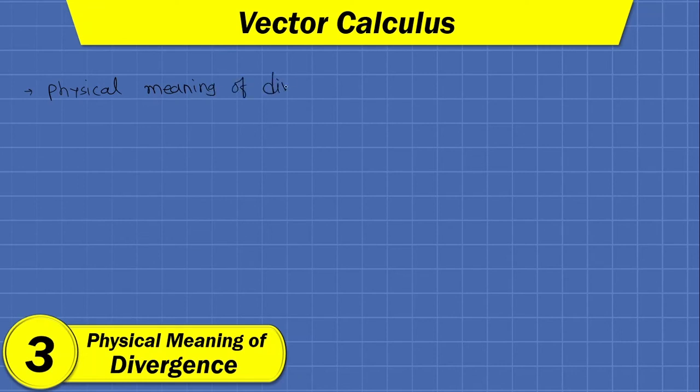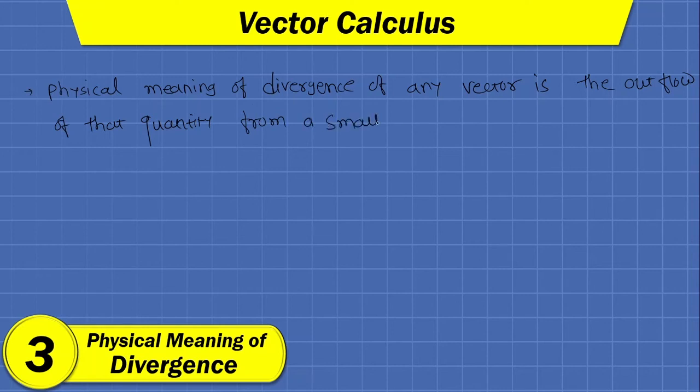So the physical meaning of divergence of any vector is the outflow of that quantity from a small closed surface per unit volume, which is shrinking to 0.